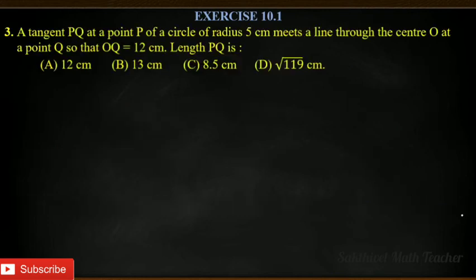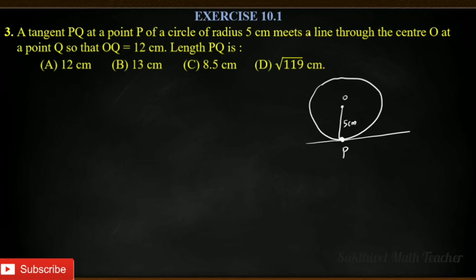Now we'll go to the third question. Let's see what it says. A tangent PQ at a point P of a circle of radius 5 centimeters. First we'll draw one circle and one tangent. This is the center point O. The intersecting point they said is P, and the radius they said is 5 centimeters clearly.